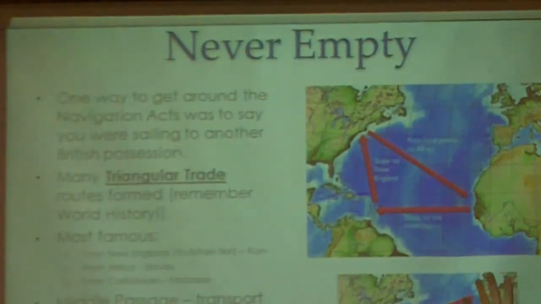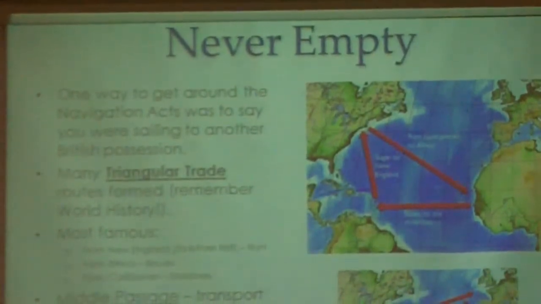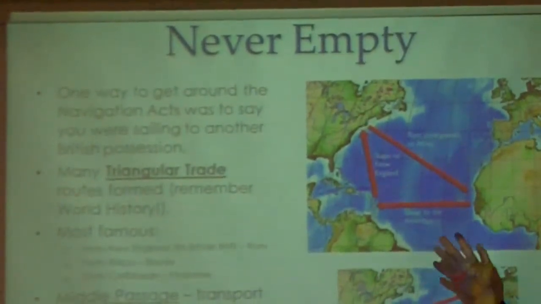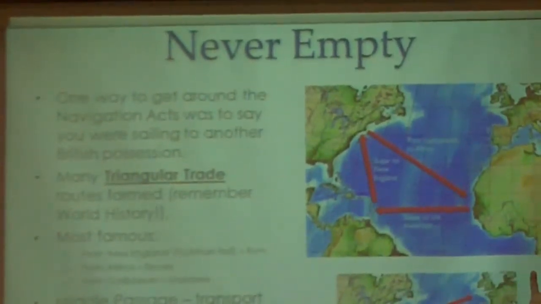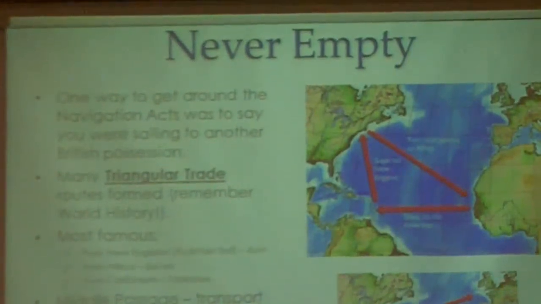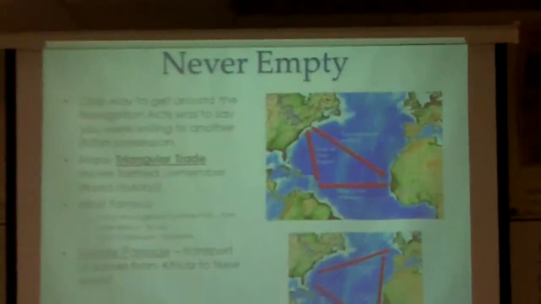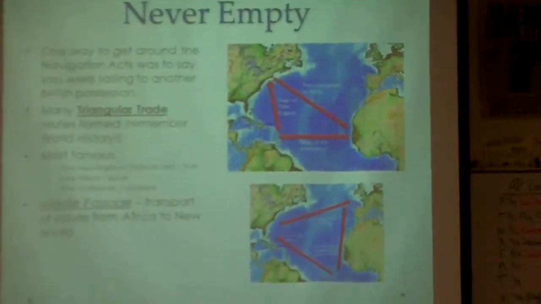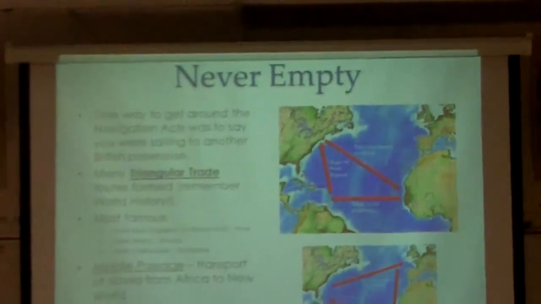One reason why they would have this triangular trade is to avoid those Navigation Acts. Because they could say, oh, we're heading, and sometimes they would go to a colony that was British, but other times they wouldn't. They would say, we're on the way to Barbados. I mean, they didn't go to Barbados, they would instead go to Puerto Rico or someplace like that. But again, they're making money along the way.